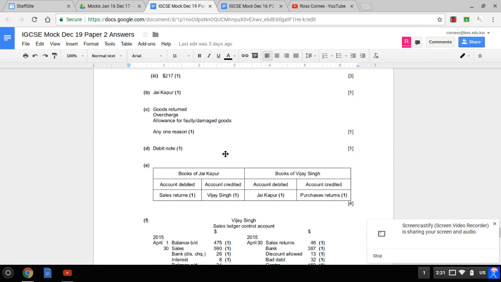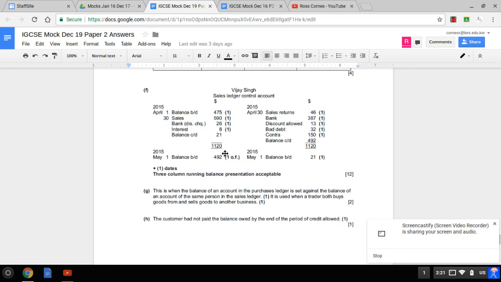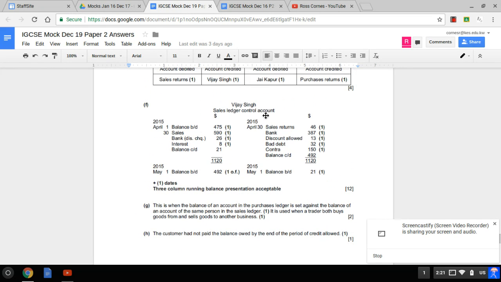Looking at the answer, balance brought forward on the debit side because it's money owed to Vijay Singh, it's an asset. The sales go on the debit side because that increases the amount of money that Vijay Singh is owed. The sales returns go on the credit side because it reduces the amount of Vijay Singh's asset being owed money, as does the bank. That explains why the dishonored cheques are on the debit side. It's included in that bank figure, and therefore it's got to go on the opposite side to cancel it out. You've got the discount allowed, which reduces the amount of money that Vijay Singh is going to collect.